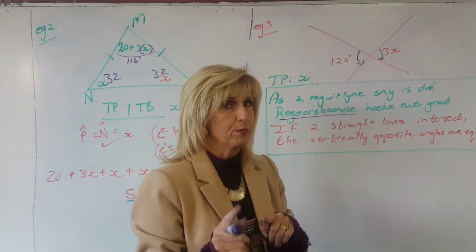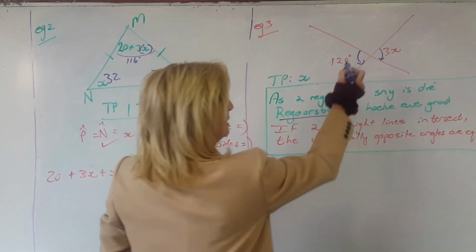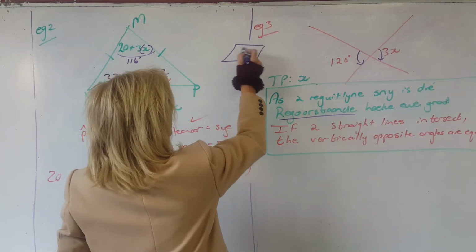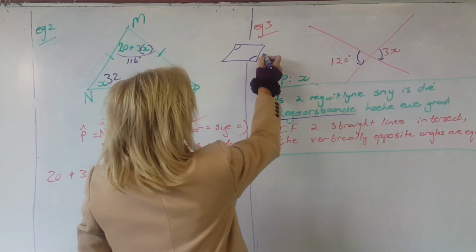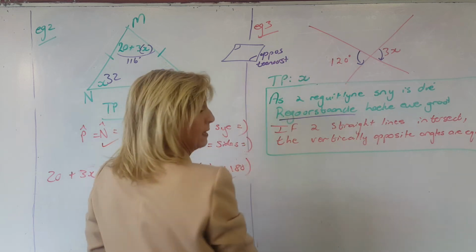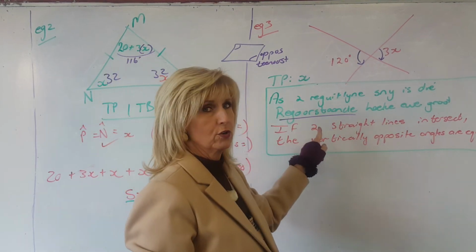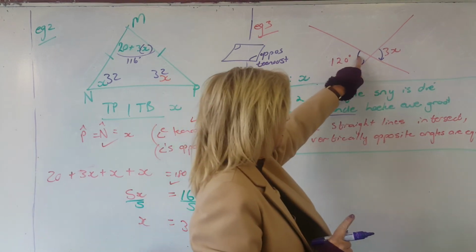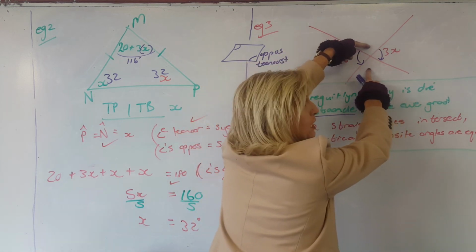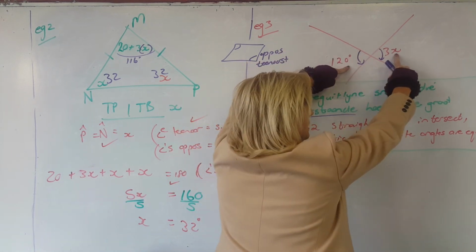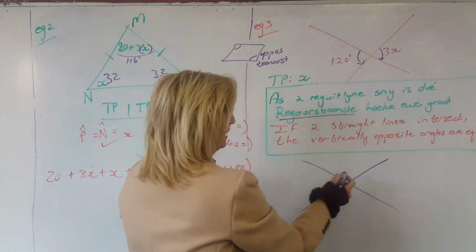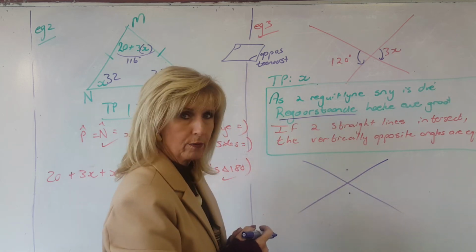Now vertically opposite is very important, because opposite angles can be something like in a parallelogram. Those are opposite angles. Daai is teenoorstaande of sommer net oorstaande hoeke. Terwyl regoorstaande hoeke is iets anders. Hierdie is regoorkant mekaar. Daar waar hulle sny, regoorkant mekaar. So are those also vertically opposite angles? Yes. Vertically opposite angles. Anywhere where I've got two lines that intersect, those angles will be equal.